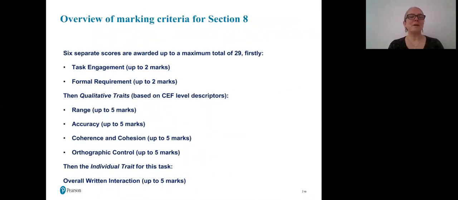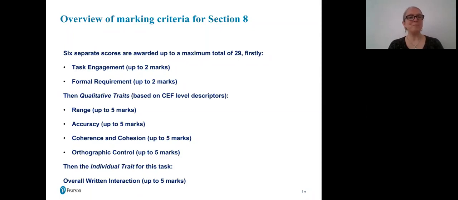So let's have an overview of the marking criteria that we use for section 8. So this maximum total of 29 marks is made up of 6 separate scores that are then added together. So I'm just going to take you through these briefly, and then we've got full slides on each one and what it means. So firstly, we would look at task engagement, where up to 2 marks may be awarded. Then we would look at formal requirement. Again, up to 2 marks can be awarded here.